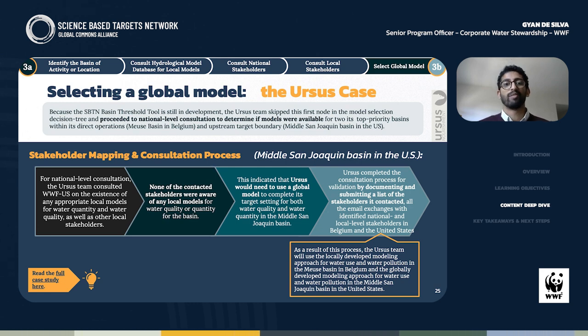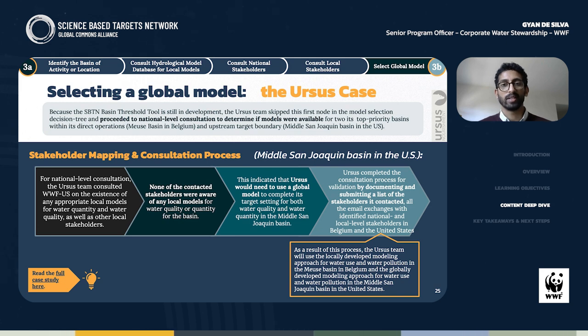For the national level consultation in the San Joaquin, the Ursus team consulted WWF US on the existence of any appropriate local models for water quantity and quality, as well as other local stakeholders. None of the contacted stakeholders were aware of any local models for water quality or quantity for the basin. This indicated that Ursus would need to use a global model to complete its target setting for both quality and quantity in the Middle San Joaquin Basin.